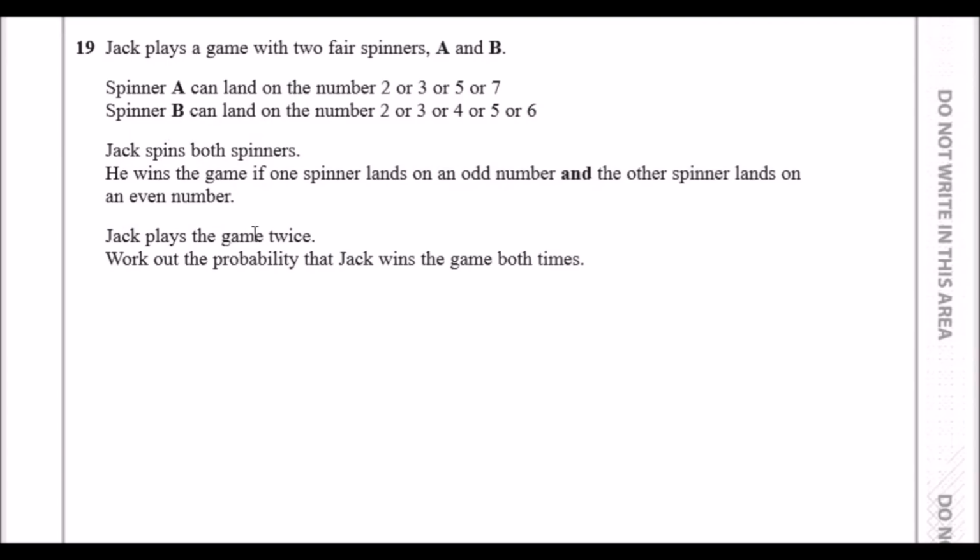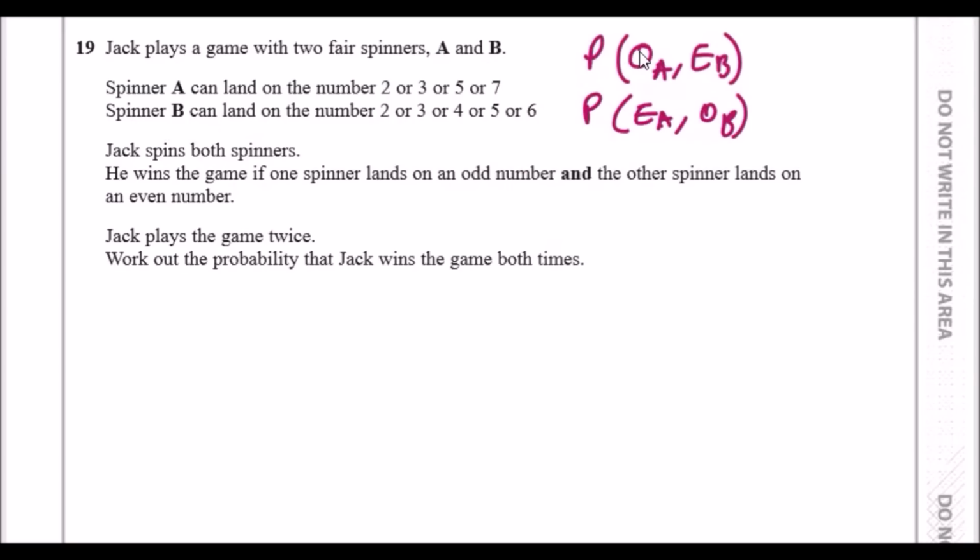Now Jack plays the game twice. Work out the probability that Jack wins the game both times. So in order to do this, we just need to work out all the possible outcomes he could win. The only way he could win is if he got an odd first time with spinner A and even with spinner B, or he got an even with spinner A and an odd with spinner B. Remember, this is just an outcome for the first game.